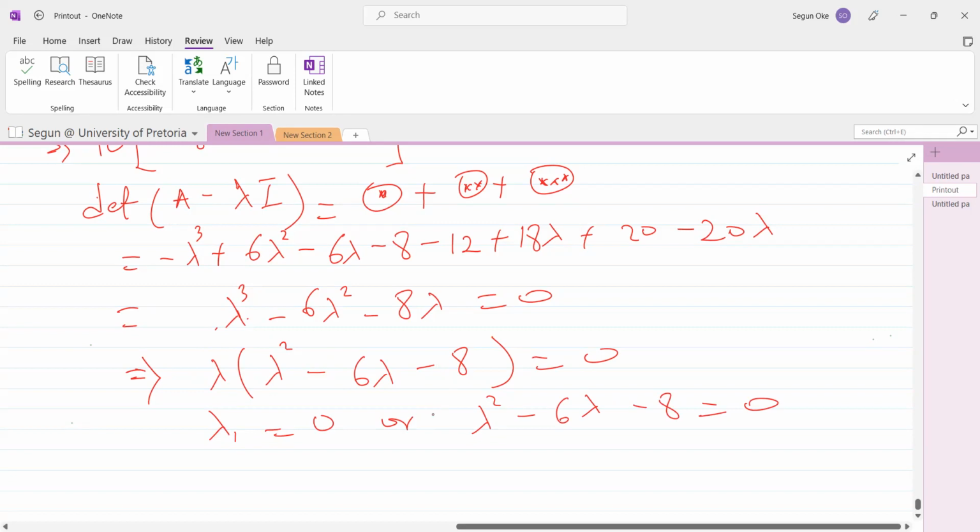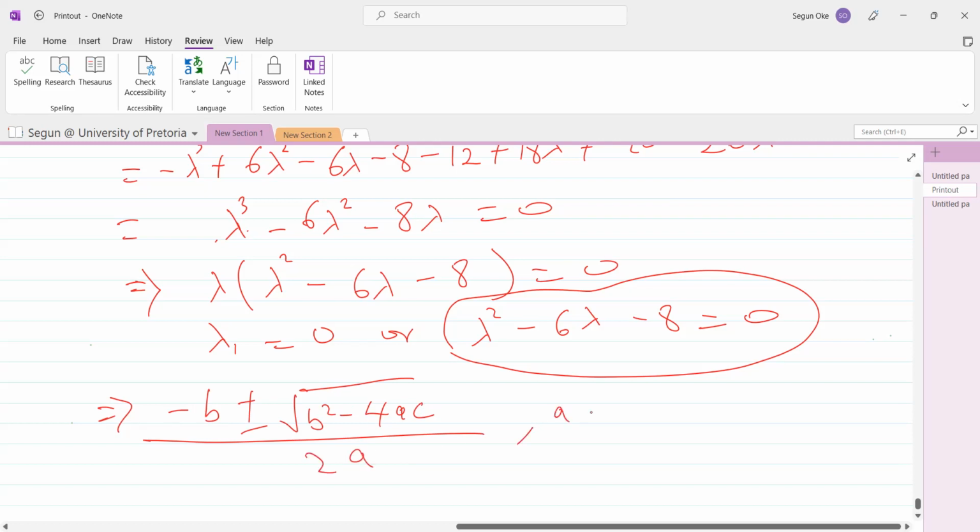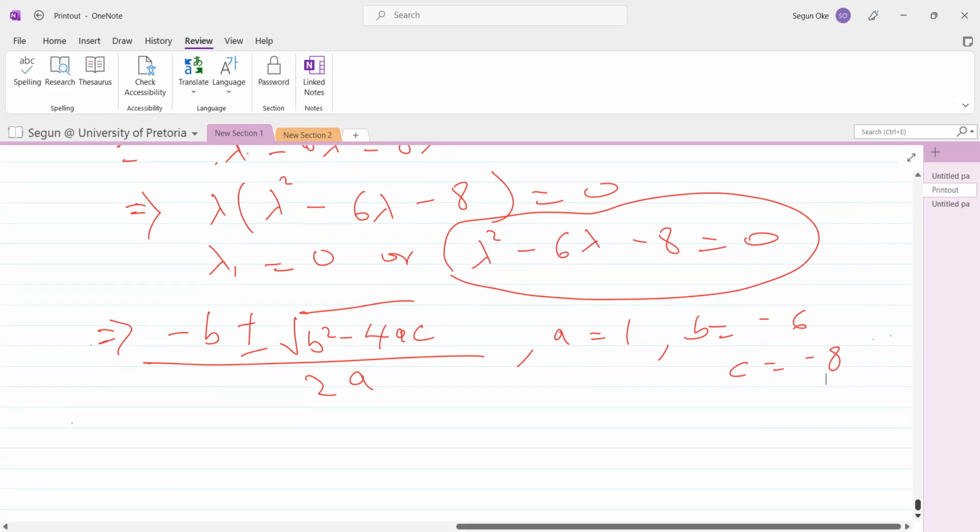So you can now go ahead and solve this one to get the remaining eigenvalues. For us to get the remaining eigenvalues is simple: minus b plus or minus square root of b squared minus 4ac, over 2a, where a equals 1, b equals minus 6, and c equals minus 8. So we can go ahead and solve it. If you substitute it very well, what do you have? Everybody, please do that.